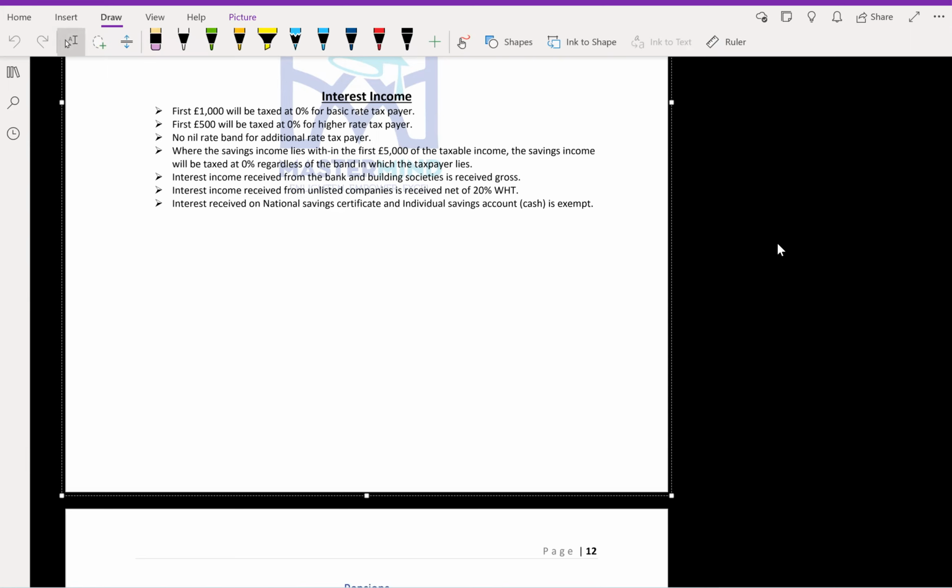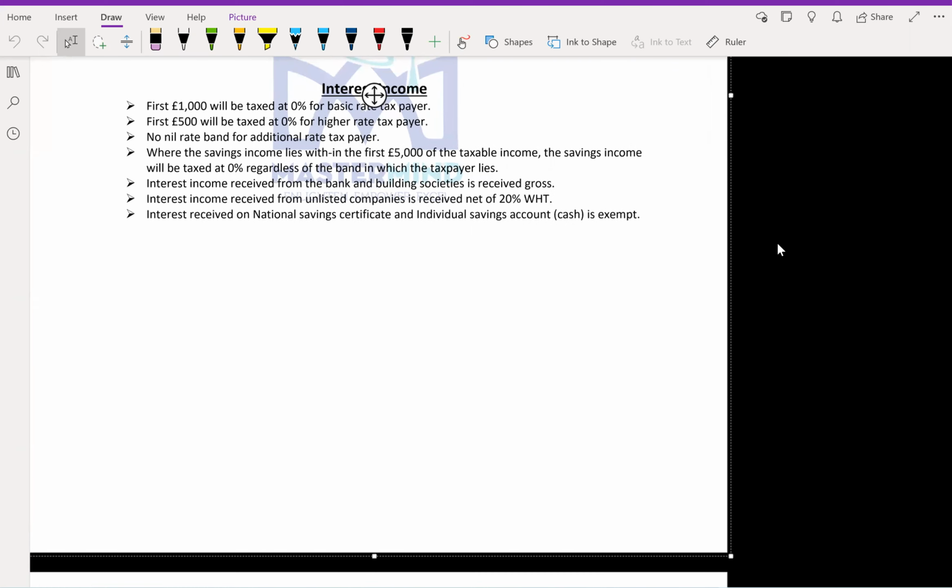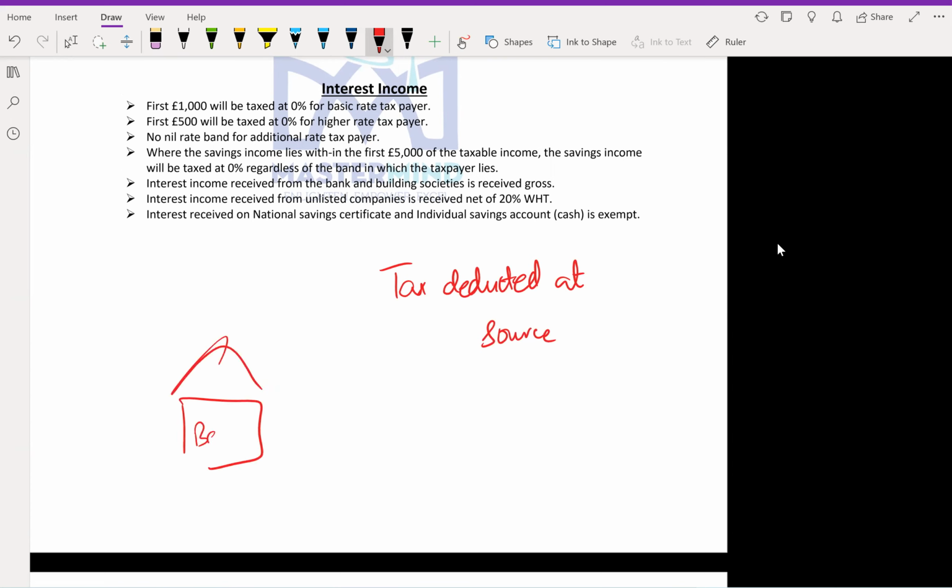Now, if you look at the last 3 points, it says interest income received from bank and building societies is received gross. That means there is no withholding tax. Withholding tax, as we discussed earlier as well, is also called tax deducted at source. So for example, let's say this is a bank and they give you the interest, okay? Let's say £1,000. You earn £1,000 and you get £1,000, that means there is no withholding tax in this situation.